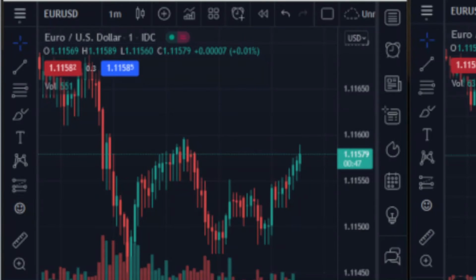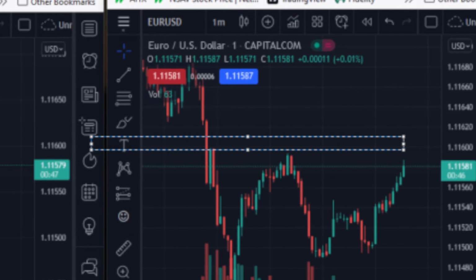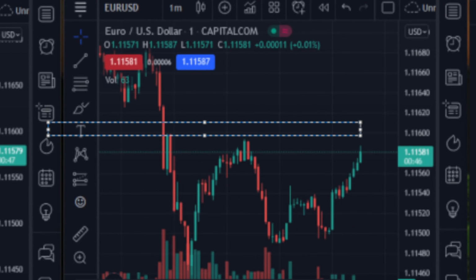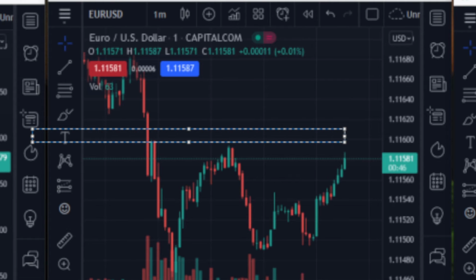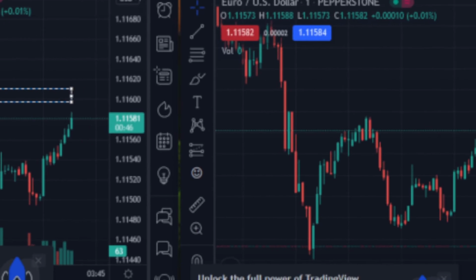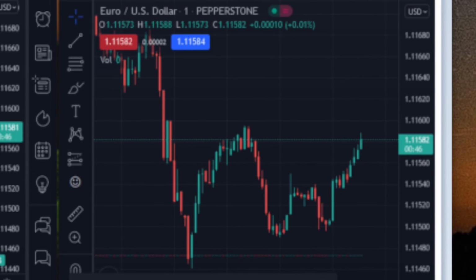Moving down to the second row, our source, our broker is IDC. Volume is pretty high, 551. Is that what I see? And then we go on, and our source is Capital.com. Volume looks like it's 63. And finally, the last one is Pepperstone again, and volume is 0.